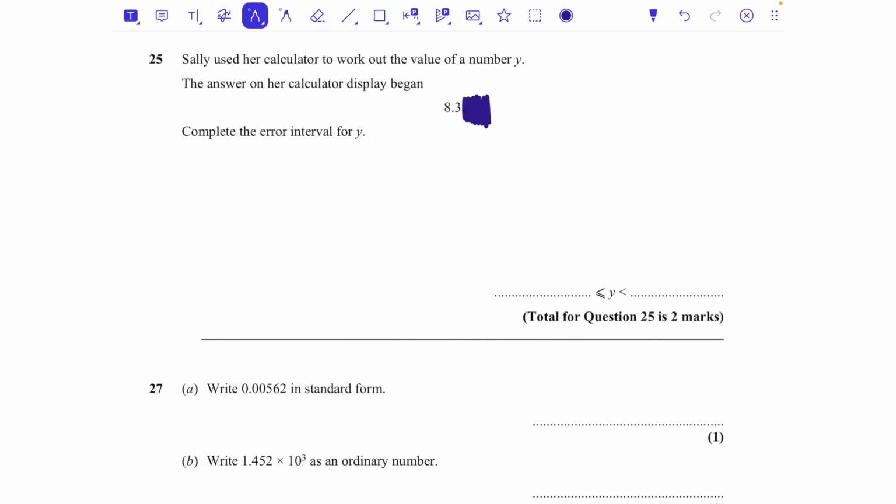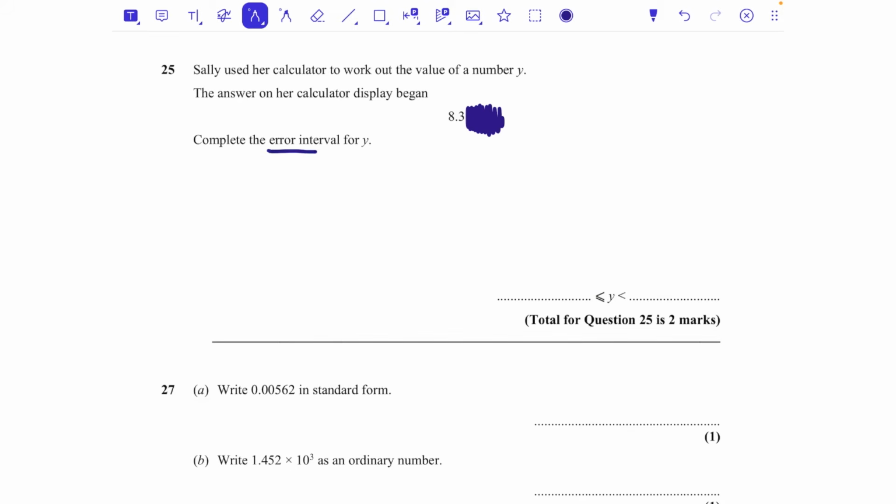Complete the error interval. So imagine you just can't see the numbers that are coming next. With an error interval, it's asking you what is the absolute smallest that the number could have been, and we're going to put that there, and what is the absolute biggest that the number could have been. So the smallest it could have been is 8.30. It could have been that behind that squiggle there is just nothing. It's either a 0 or it's blank. That's what's next. So 8.3 is the absolute smallest it could have been.